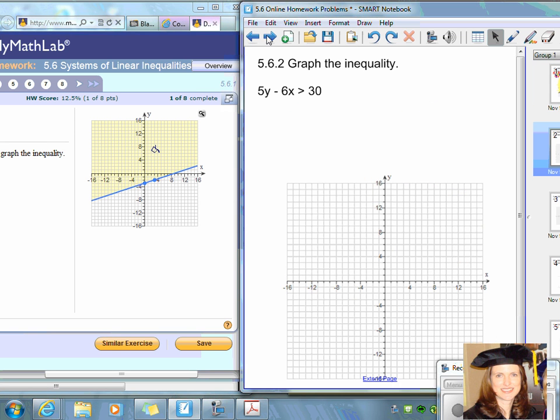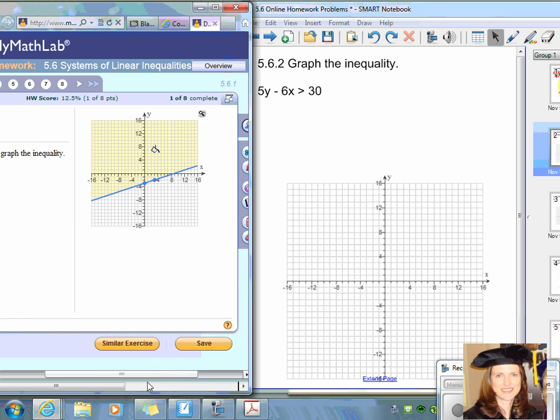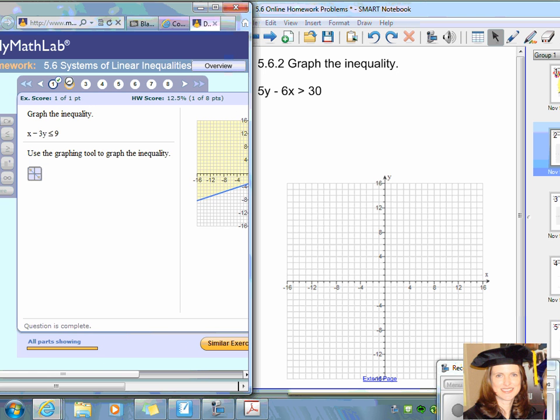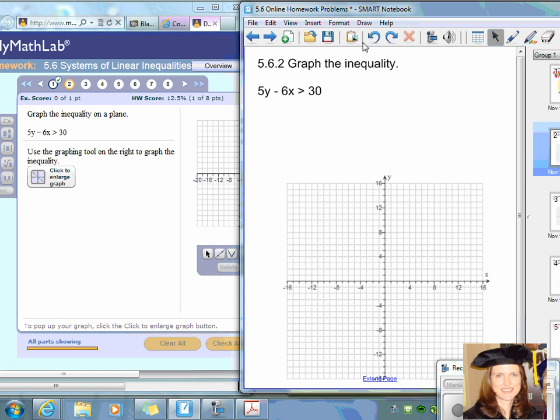Okay, let's look at number 2. Number 2 is a lot like the one we just did. Let's go about solving the inequality for y. I'm going to add 6x to both sides. I want to get the y by itself. And with that, I get 5y is greater than 30 plus 6x. I'm going to write it as 6x plus 30.